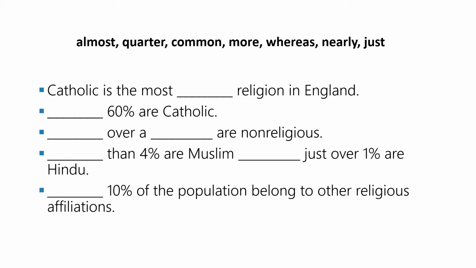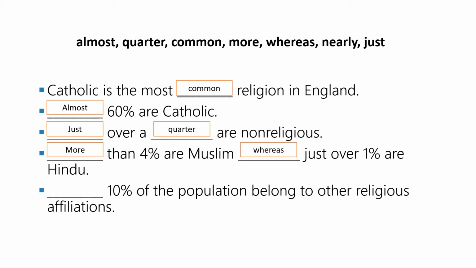Catholic is the most common religion in England. Next sentence. Almost 60% are Catholic. Just over a quarter are non-religious. More than 4% are Muslim, whereas just over 1% are Hindu. Nearly 10% of the population belong to other religious affiliations.